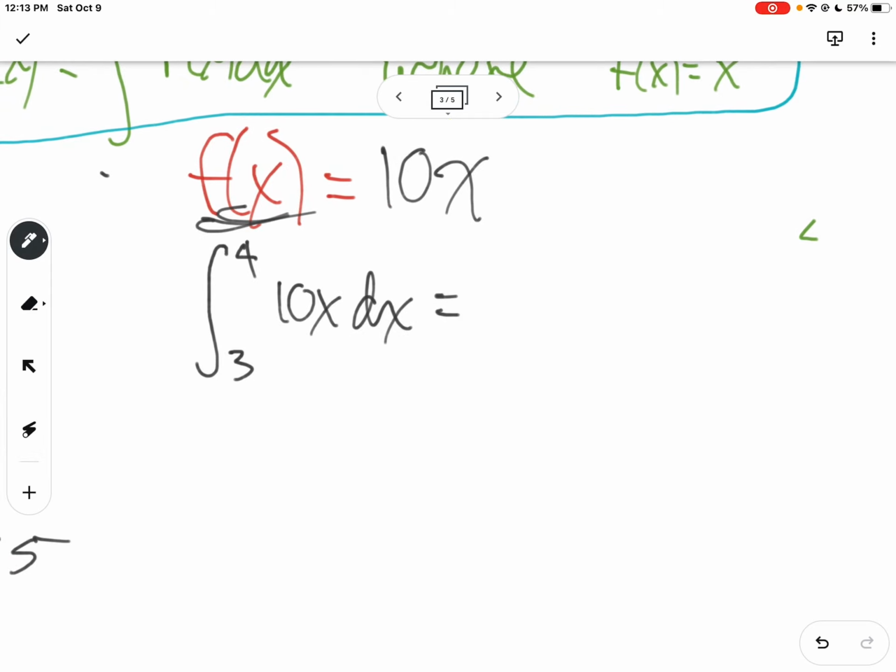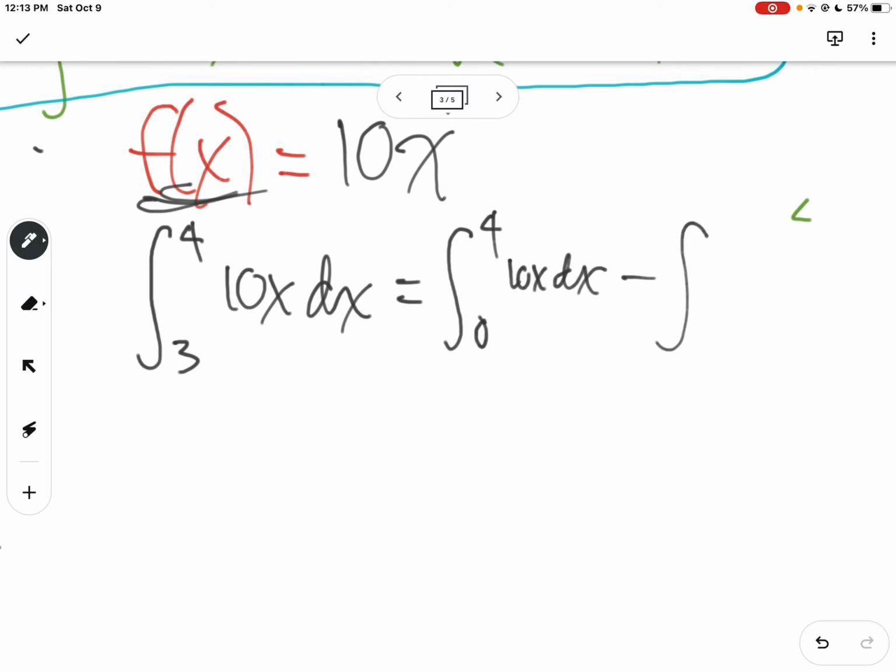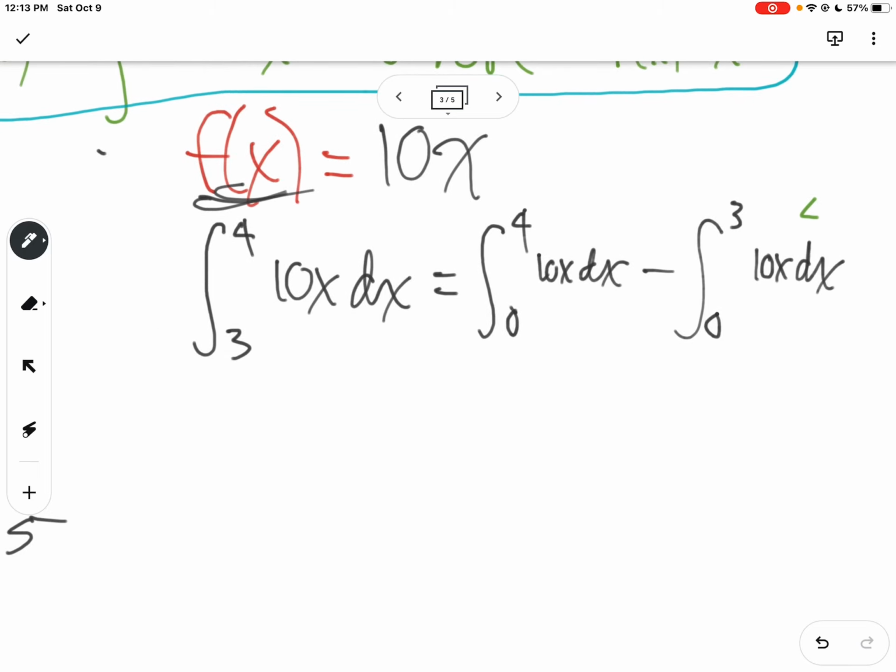Remember what we just did. We know that this is equal to the integral from 0 to 4 of 10x dx minus the integral from 0 to 3 of 10x dx, right? So that's what that does. So if I want to get the area from 3 to 4, I just get the area from 0 to 4 and take away the area from 0 to 3, and that's going to give me what's left over from 3 to 4.